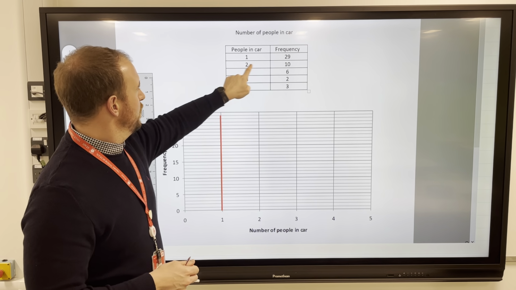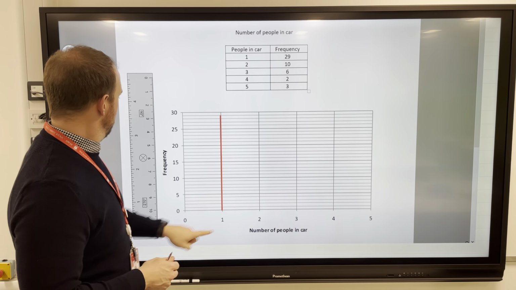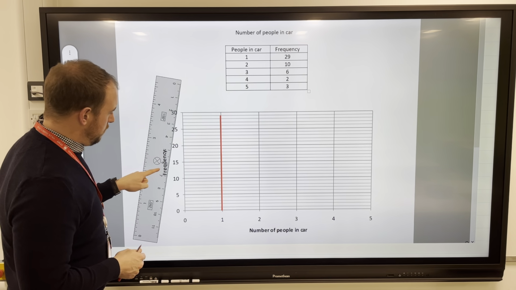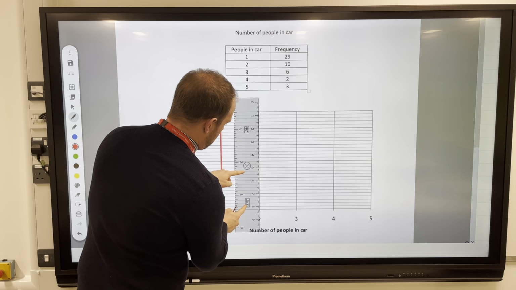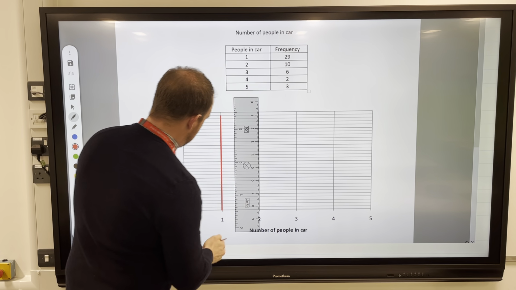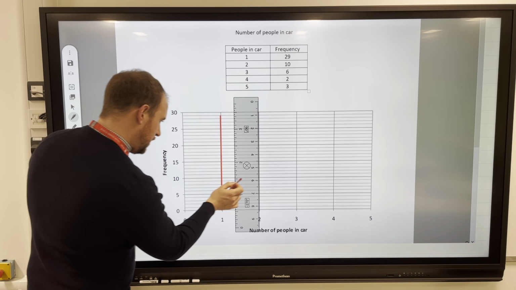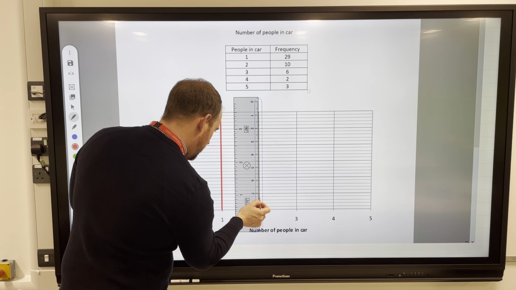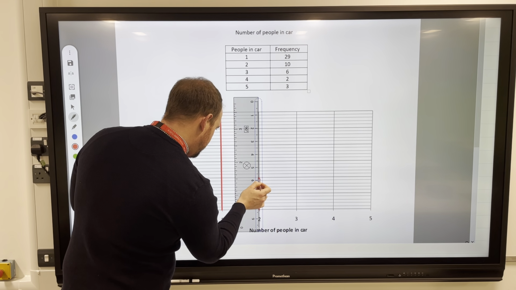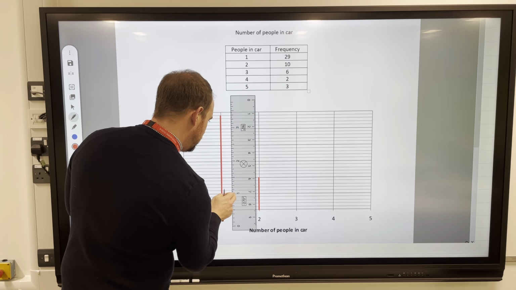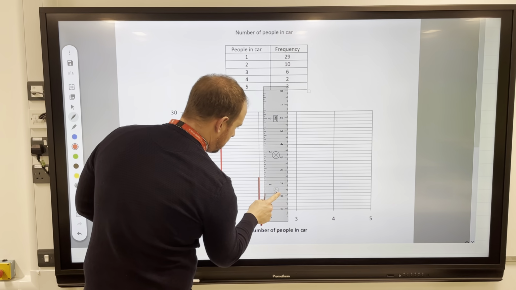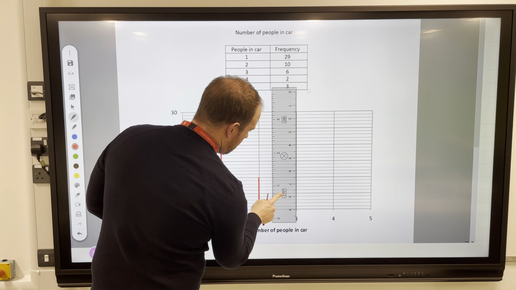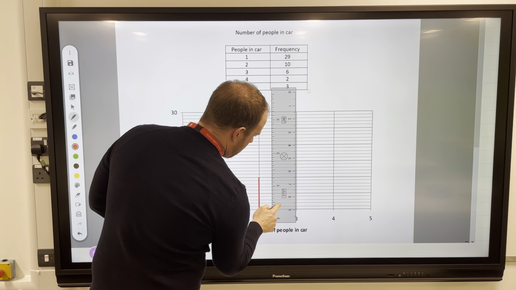Two people then. We have 10 on the frequency. So let's go across here to 2, and then we go up to 10. Let's just check to see where 10 would be. It's up to this line here. So let's go up 5 and then 10 extremely accurately on there. Next one then is 6, so across to here with the ruler.